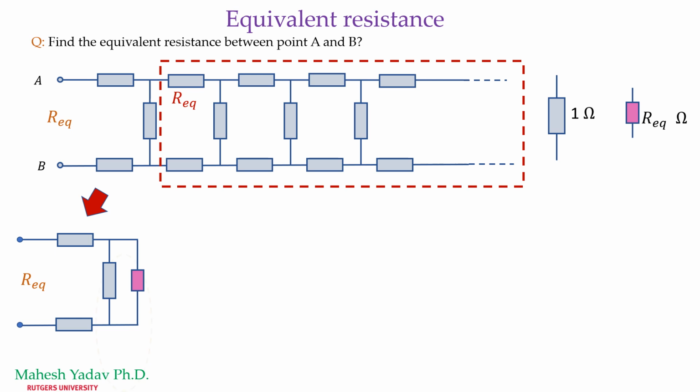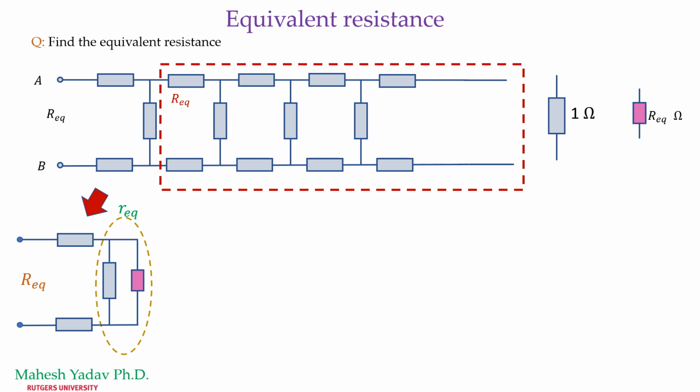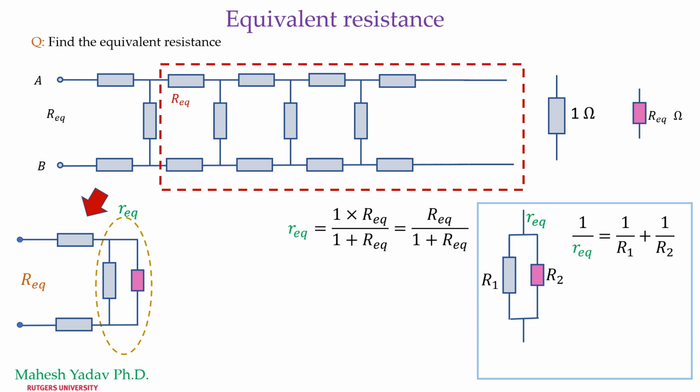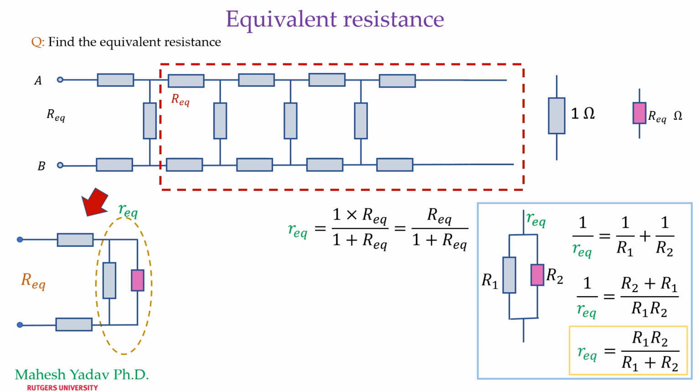First we tackle the red one parallel to the blue one. Let us call it small req. Now we should directly know the formula for parallel resistances to calculate the small req as this. In case you do not know the formula, we do the old way. The reciprocal of the small req is the sum of the reciprocals of the resistances. We get this formula for 2 resistances and should memorize it.